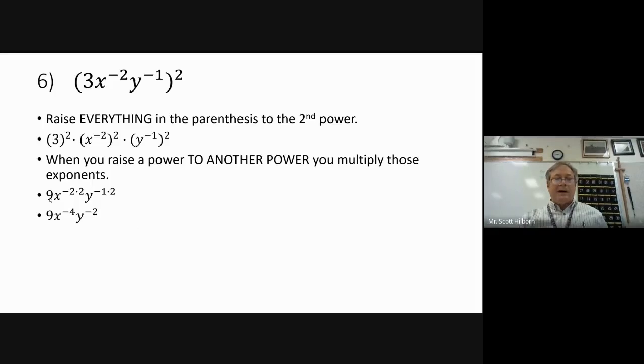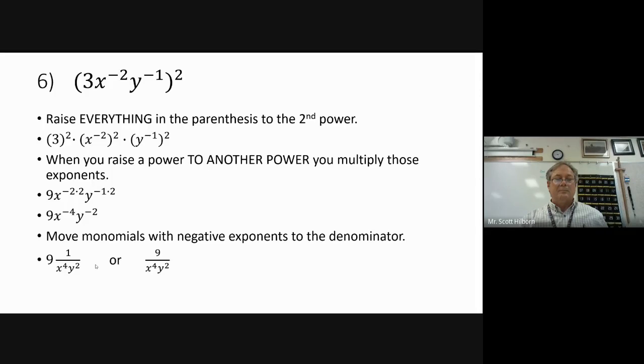And so we've simplified everything we can do, and now those negative exponents are going to bring it down into the denominator. And so like before, there are 2 ways you can express it. It can be 9 times that fraction. Remember, if there's nothing in the numerator, though, you need to put a number 1. Or the second way is probably the way I would have put it, 9 over x^4 y^2.